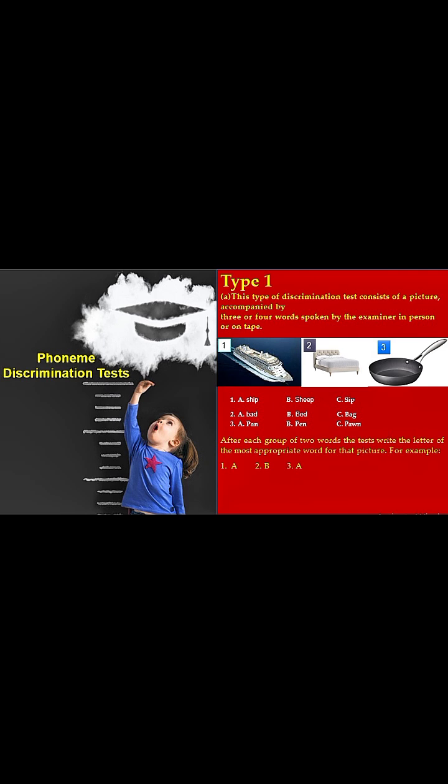We go to the second scope of testing listening comprehension, the phoneme discrimination test. In this slide, we can see there are some types of this test. In type 1, there are 2 parts. In part A, we can see in this slide, there are some pictures, and the discrimination test consists of a picture accompanied by 3 or 4 words spoken by the examiner in person or on tape. Write the letter of the most appropriate word for that picture. The example is shown in this slide.